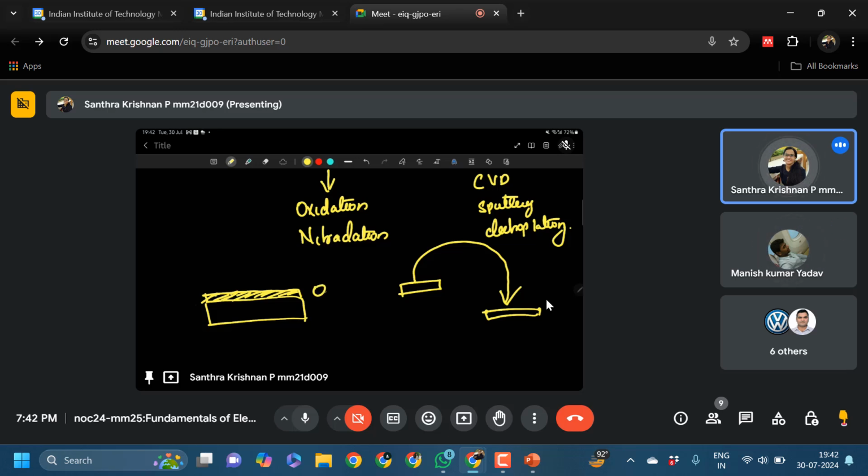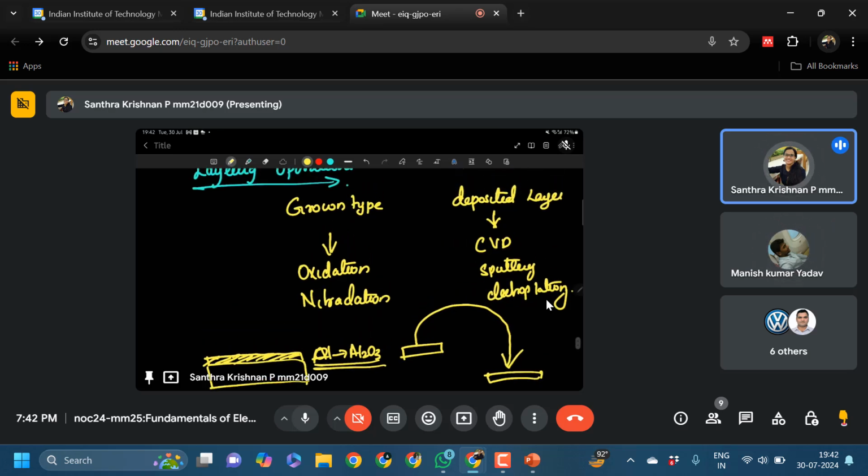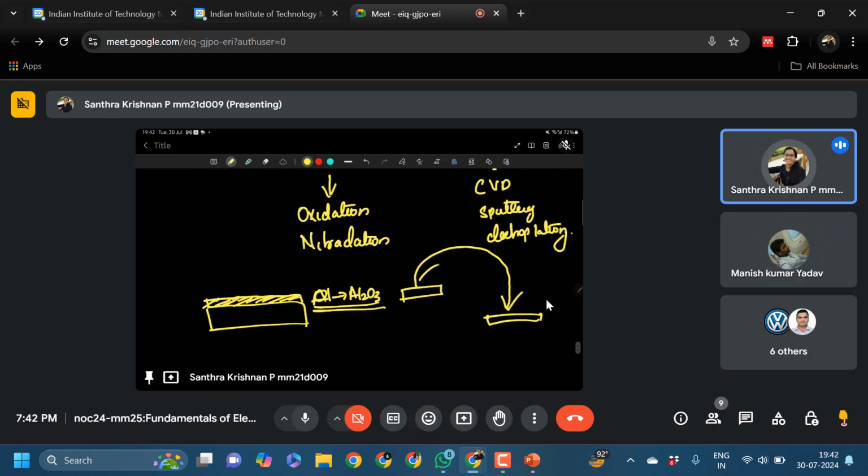In case of oxidation and nitridation, a material will be first deposited and then it will be oxidized. That is the oxidation process. For example, if we are putting aluminium and it is converted into Al2O3, that is the oxidation process. But in case of the deposited layer, it will be externally deposited on top of our wafer. This is the difference between grown layer and deposited layer. Is that clear?